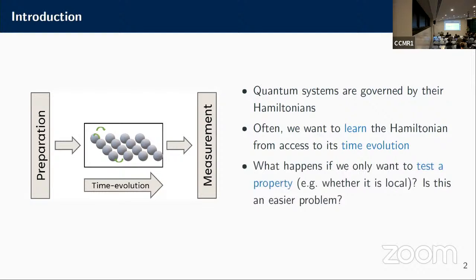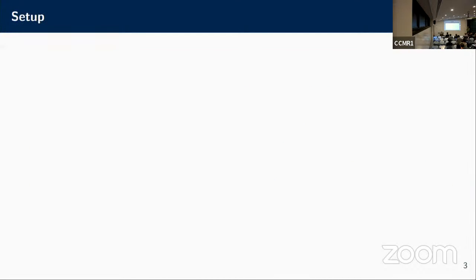But what happens if we actually don't want to learn the quantum system? Maybe this is too much. We care only about one single property, for example, whether the system is local or not. Of course, if we could learn it first, then we could look at it and say, look, it's local or it isn't. But maybe it's easier if you just want to know this property. So the question is, is this an easier problem or not? And well, this talk will give the answer to that in some sense.